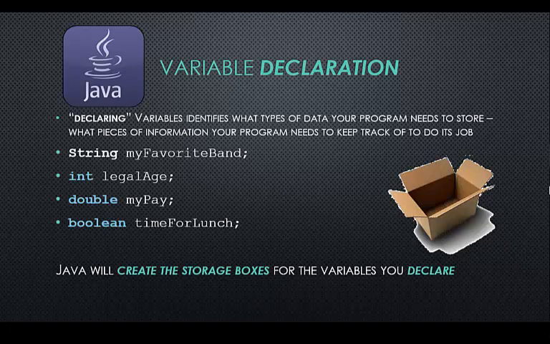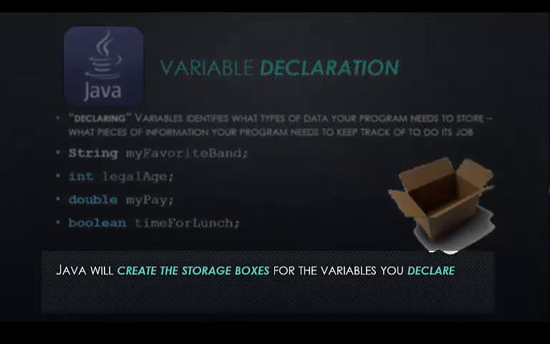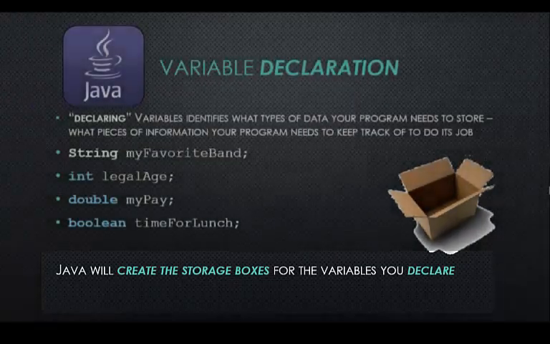So here are some good programming names that we might use in a computer program. My favorite band would be represented as a string. Legal age to vote might be represented as an int. My pay, a decimal number, would be represented as a double. And an indicator whether or not it is time for lunch could be a boolean. Java will create the storage boxes for the variables you declare.